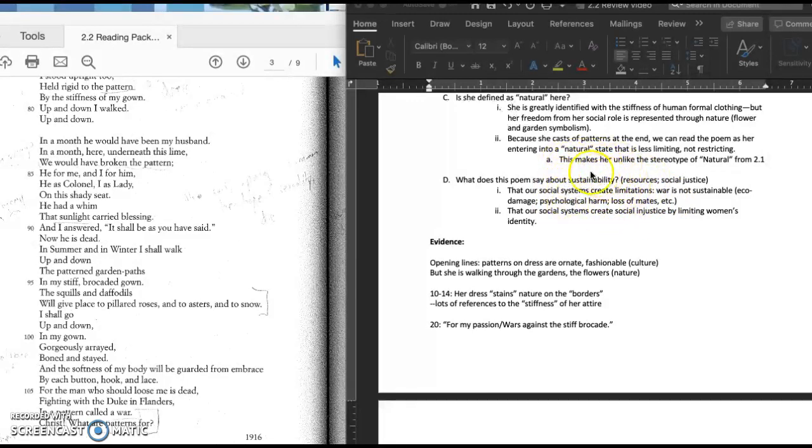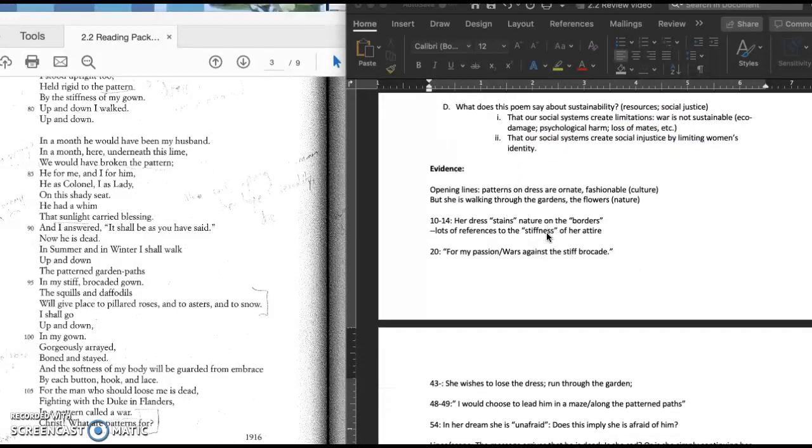It destroys it. It destroys reproduction, if we want to look at a loss of mate as reproduction, as well as things that humans and animals need as well. Some sort of, we could call it a spiritual sense, some psychological well-being, right? These types of things. In terms of social justice, she is clearly limited as a woman in this poem.